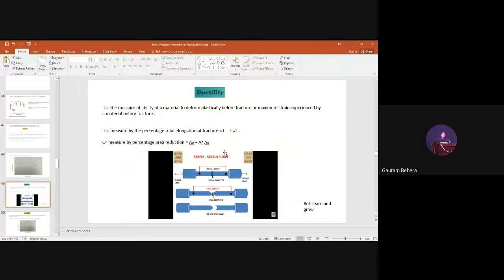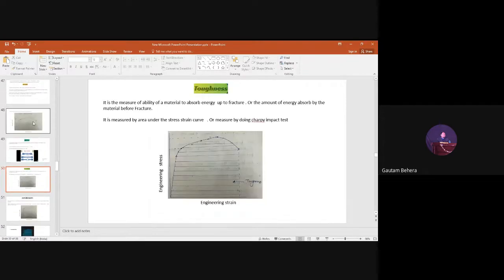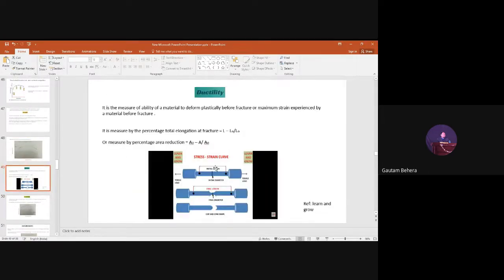Okay, fine, now we'll discuss ductility. See, this image, I have already explained this one. We can define ductility like this: it is a measure of the ability of a material to deform plastically before fracture, or the maximum strain experienced. This is another very good definition: maximum strain experienced by a material before fracture.